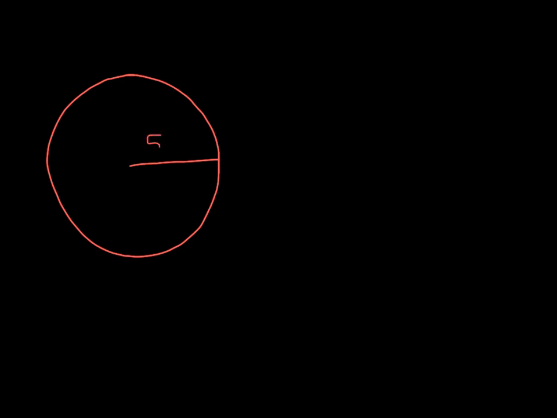Hi everyone, today we're looking at the I can statement. I can find circumference and area of a circle. And so we're just going to go ahead and get started. I'm going to draw a circle. And this time I'm going to have the radius. So let's say that the radius of the circle is 5.2 centimeters.